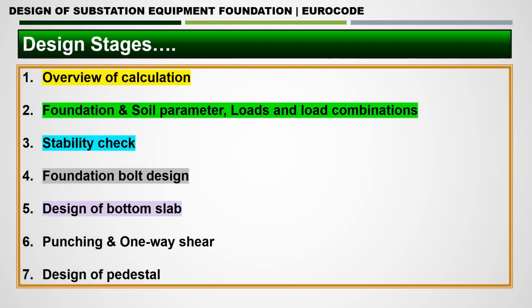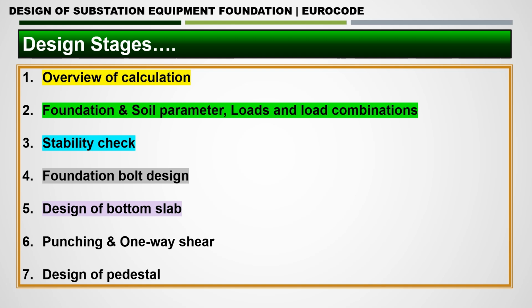So as we know, these are the various stages involved in design of substation equipment foundation in Eurocode. Overview of calculation, foundation and soil parameter, load and load combination, stability check, foundation bolt design. So these are the 4 stages we have already seen in our previous videos. Now in the 5th stage of this series we are going to do design of a bottom slab.